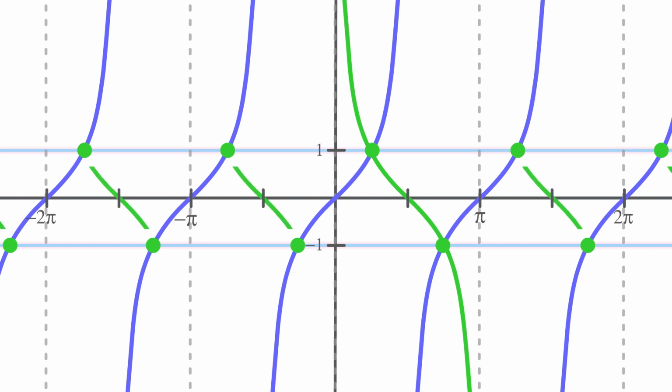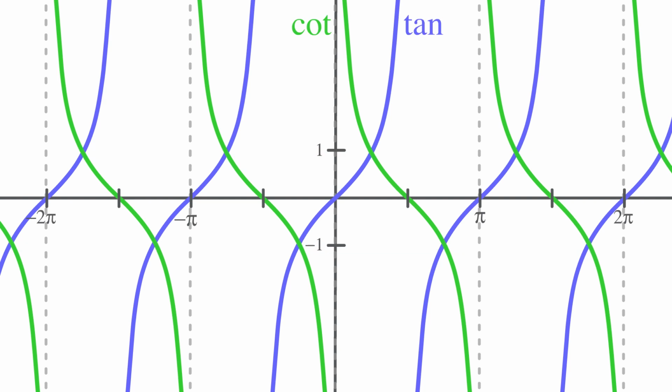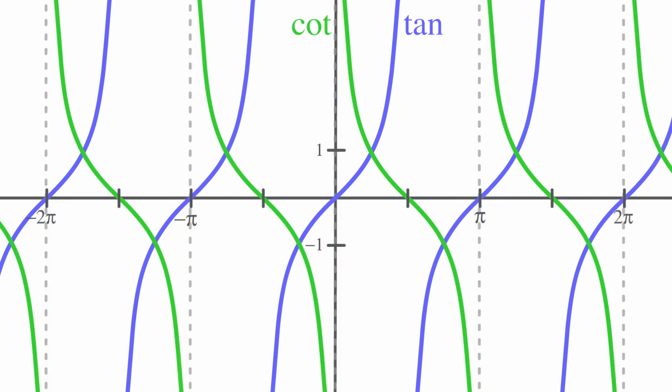Let's send the rest of the tangent graph through the mirrors. Not only are the resulting shapes inverted versions of the tangent curves, they are also shifted horizontally. Notice that while x-intercepts of tangent became the asymptotes of cotangent, the reverse happened as well. The asymptotes of tangent became the x-intercepts of cotangent.